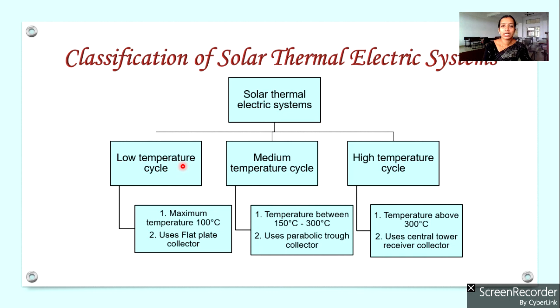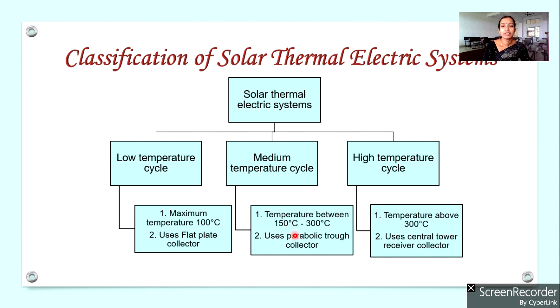So now let us move on to the classification of solar thermal electric systems. They are mainly classified into three types: low temperature cycle, medium temperature cycle and high temperature cycle. Low temperature cycle includes systems whose temperature does not exceed 100 degrees Celsius. They will have a maximum temperature of 100 degrees Celsius, and an example of such a system is the solar flat plate collector.